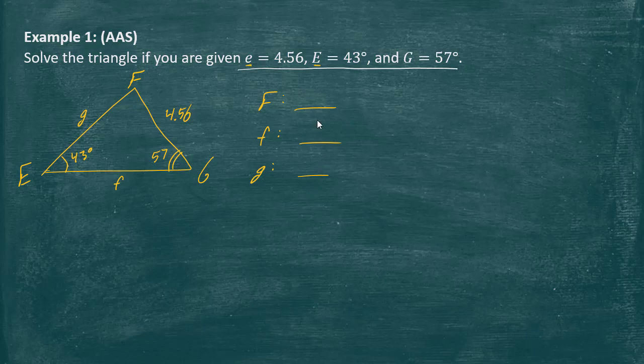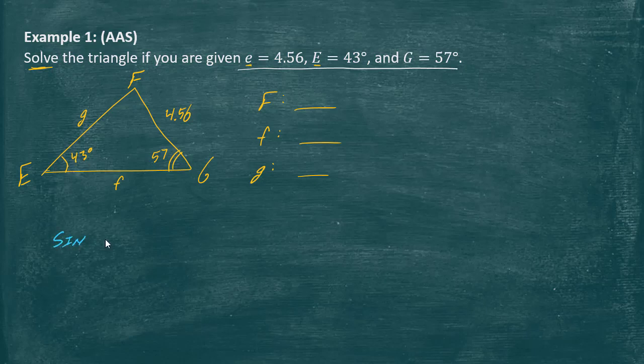If I can find those three, combined with the original three, that would give me all 6 parts that I would need to be able to actually quote-unquote solve the triangle. So when it comes to our setup here, let's go ahead and start making those ratios. The first one I would go with is the one that I have both letters with.